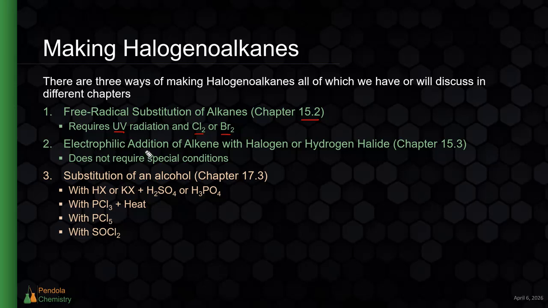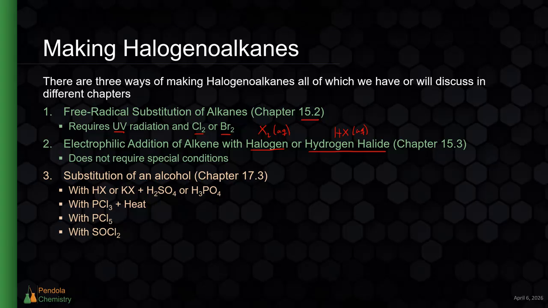Electrophilic addition of alkenes with either a halogen or hydrogen halides is another way of making halogenoalkanes. It does not require special conditions. We simply react the alkene with either a halogen or a hydrogen halide. Remember, a halogen will be X2 aqueous, X being the halogen, so Cl2, Br2, I2 aqueous, or a hydrogen halide, which is going to be HX, and again, this is going to be aqueous. So hydrogen with a halogen.